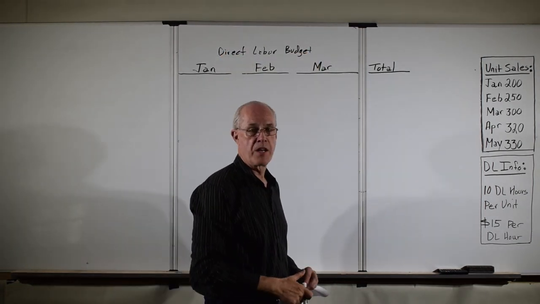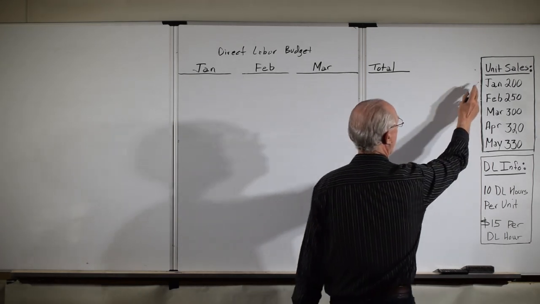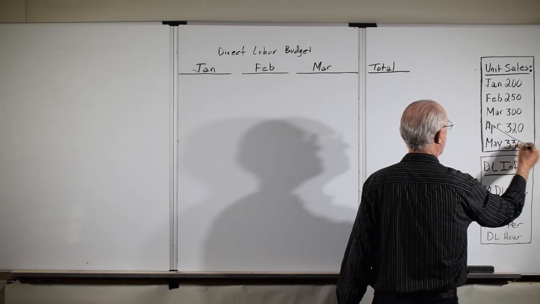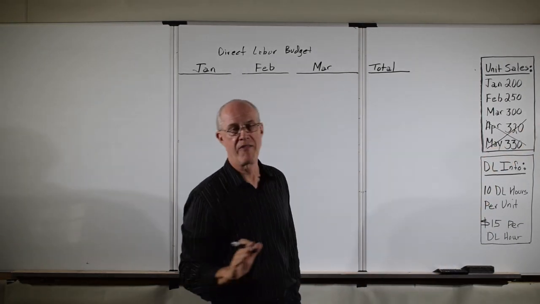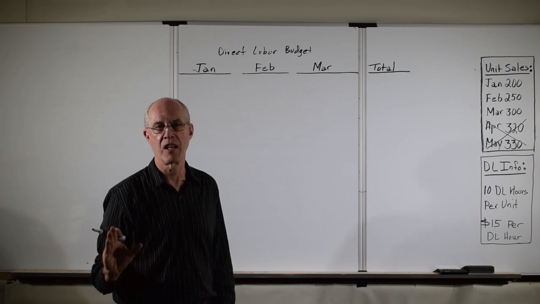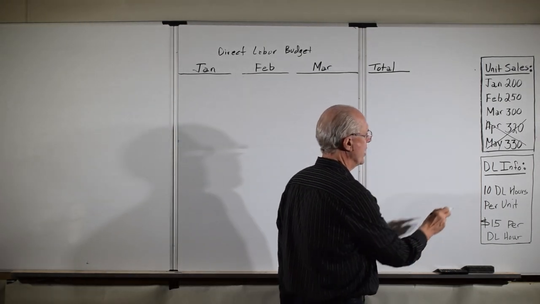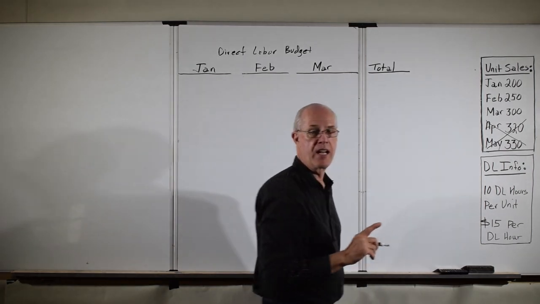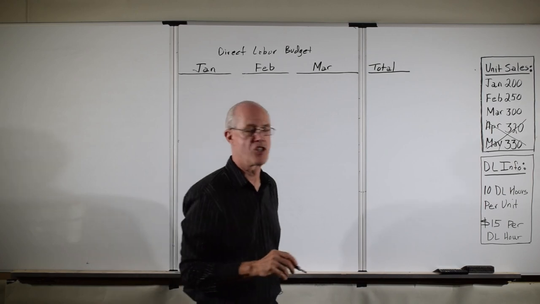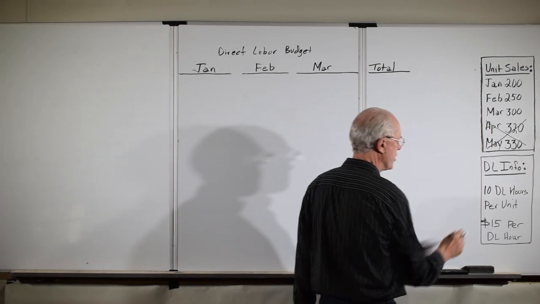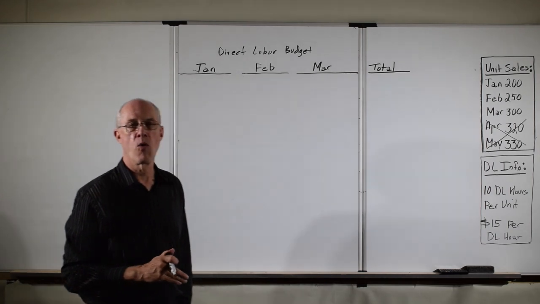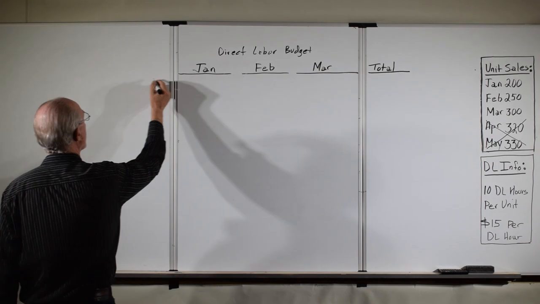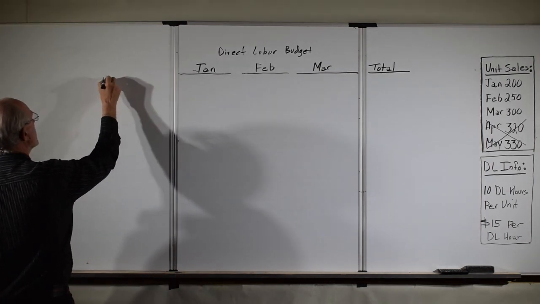And to do the direct labor budget, we're going to need a few things. We're going to need January, February, and March's sales. We're not really going to need April and May for this, because with labor, you don't have any beginning or ending inventory. So the budget is a lot easier to prepare. We're also going to need some direct labor information, like the number of direct labor hours per unit. It takes 10 direct labor hours to make each unit. And then we'll also need the cost per direct labor hour, and our workers get paid $15 per direct labor hour. So we're going to go ahead and start with our budgeted production.